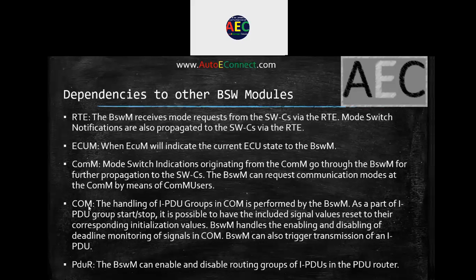So the handling of IPDU. What are the different services that COM provides? The handling of IPDU groups in COM is performed by the BsWM. So the starting or stopping of IPDU group transmission is generally done using the BsWM. As a part of IPDU group start or stop, it is possible to have the included signal values reset to their corresponding initial values. BsWM handles the enabling and disabling of deadline monitoring of signals in COM. So we can perform deadline monitoring, we can perform the start and stop of these PDU groups, and we can also perform the resetting to their initial values whenever the start or stop happens.